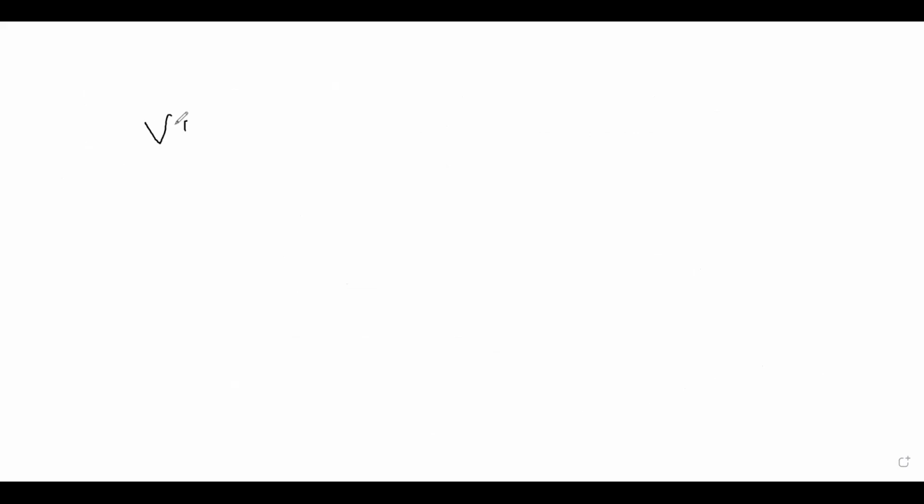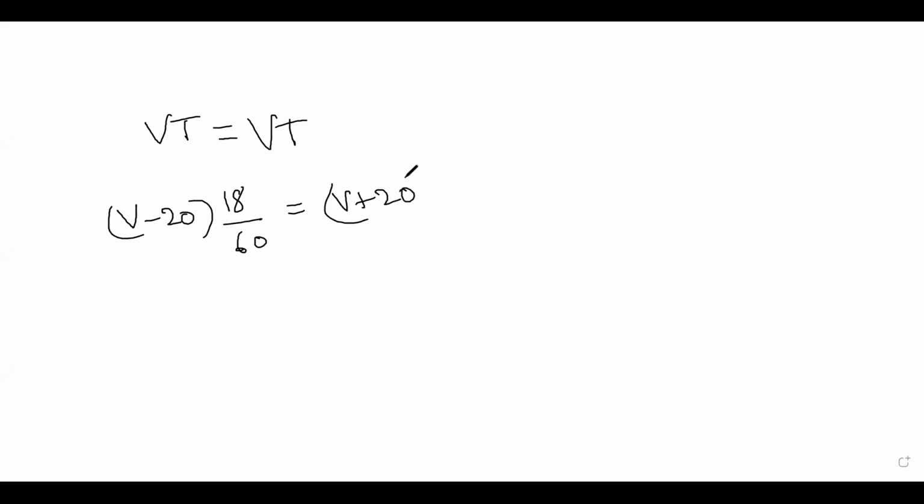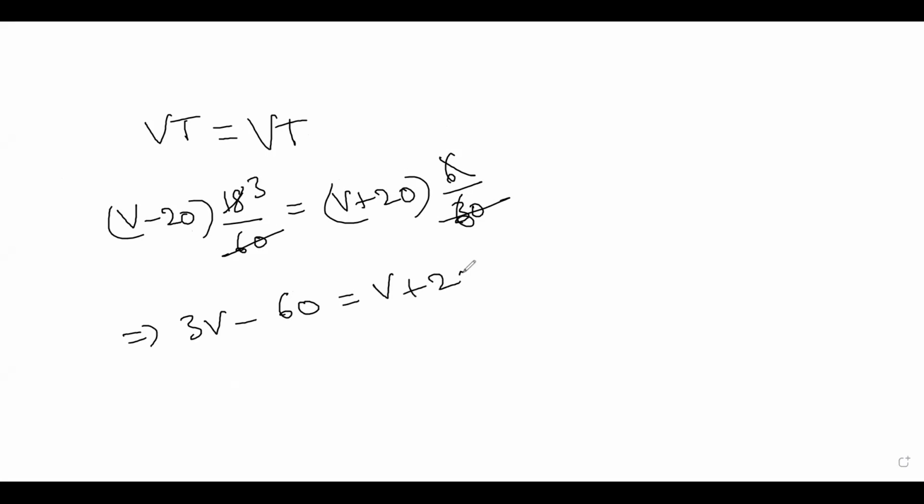After that, Vt is equal to Vt, we can write that as (V minus 20) into 18 by 60. That should be equal to (V plus 20) into 6 by 60. 60, 60 out. 6 3s are 18. So let's calculate. We have 3V minus 60 is equal to V plus 20, right? So 3V minus V is 2V is equal to 80. So V is equal to 40 kmph.